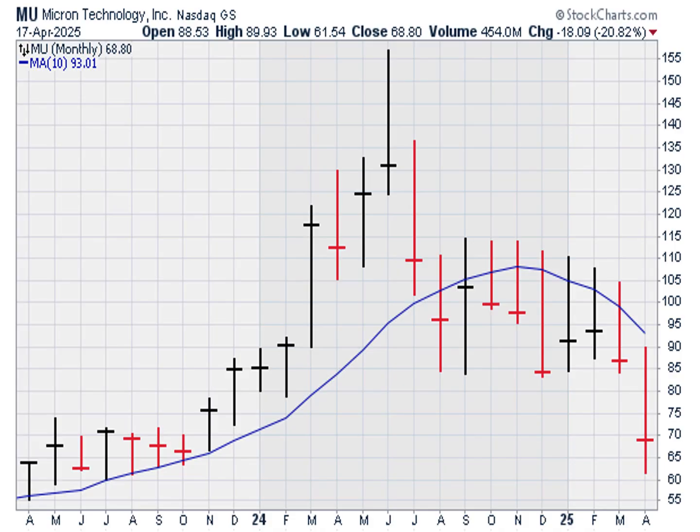According to Prime Trade Select rules, the stock is in a bear trend on a monthly basis if the stock price is below the 10-period or 10-month simple moving average. The monthly chart shows that MU has been below the monthly moving average line since last August, so the monthly trend in MU is down.